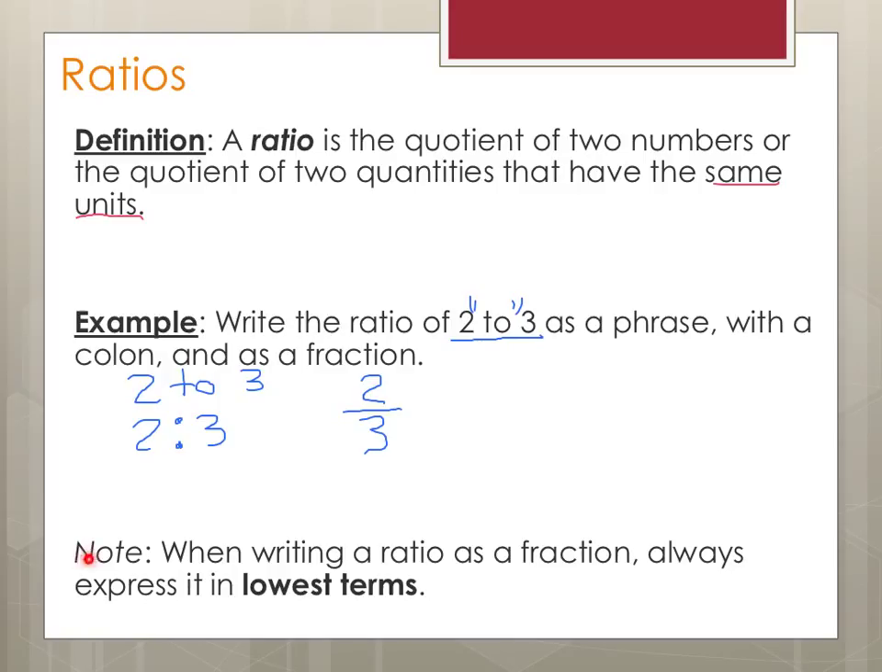And it's important to note that when we write a ratio as a fraction, we always want to express it in lowest terms. So we're going to want to simplify those fractions as much as possible. The ratio of 2 to 3 is already simplified because 2 and 3 don't have any common factors to factor out, so this is already simplified.